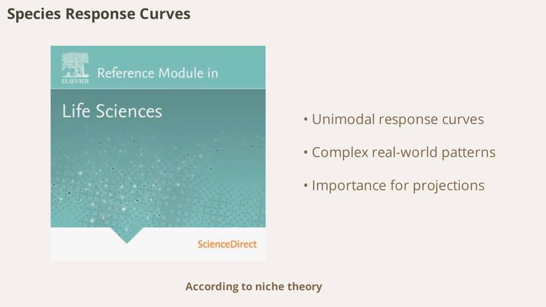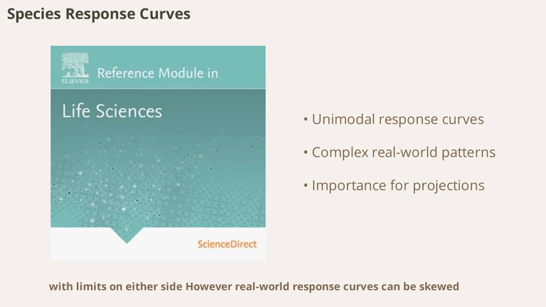According to niche theory, species respond to environmental gradients in characteristic ways. Often the relationship between abundance or fitness and an environmental variable is unimodal, meaning there's an optimal range with limits on either side. However, real-world response curves can be skewed, non-unimodal, or even complex, especially when multiple factors interact. Understanding the shape of these curves is crucial for interpreting SDM predictions and for making reliable projections to new environments.